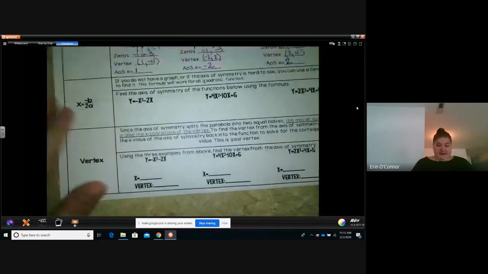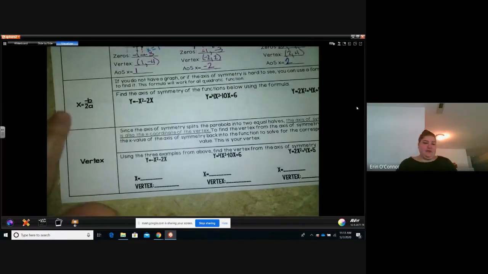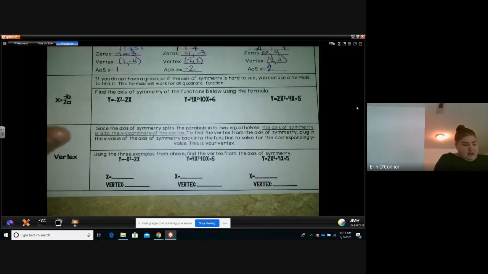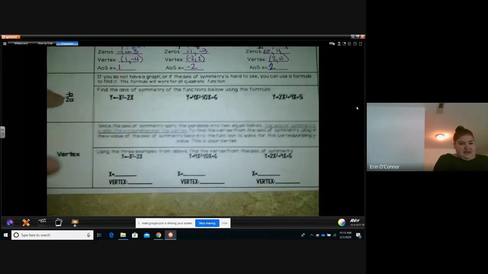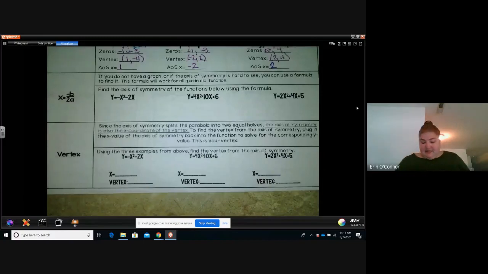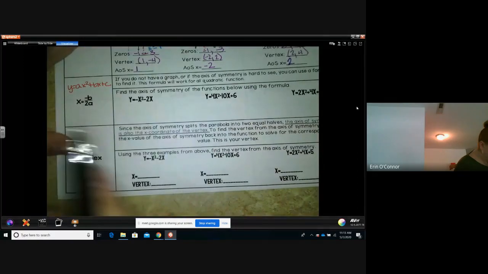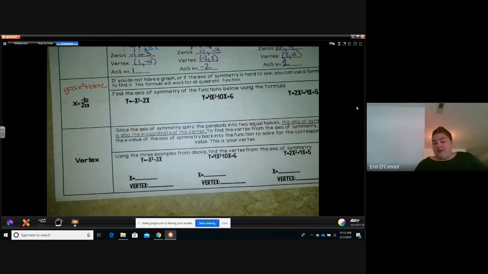But specifically for the vertex, there is a formula. And that formula is x equals -b over 2a to find, let's say, the axis of symmetry first. So the axis of symmetry, -b over 2a. Now, this is all based on y equals ax squared plus bx plus c. Remember, that's the standard form of a quadratic.